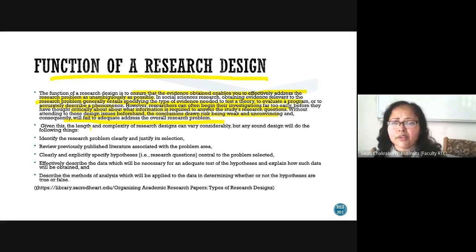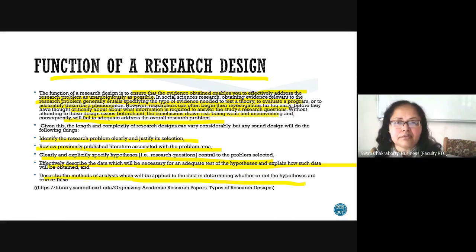So now, given all these conditions, whether your research design is lengthy or complex, short, simple, or whatever it is, irrespective of the type of your research design, any sound design should have the following things: identify the research problem clearly and justify its selection, review previously published literature associated with the problem area, clearly and explicitly specify the hypothesis which is related to your problem, effectively describe the data which will be necessary for testing your hypothesis, and also explain how these data are being obtained.